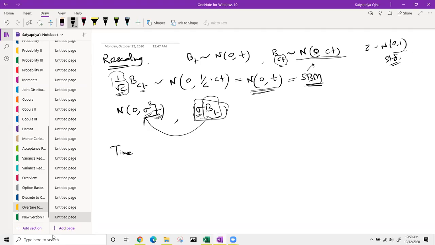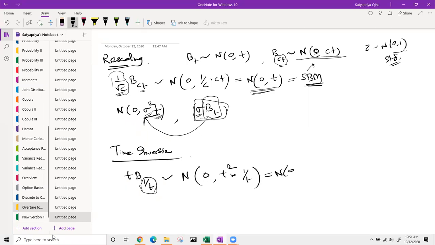Another property, time inversion. t times B of 1 by t. What is the distribution? Mean will be 0. Variance would be t square times 1 by t, which is t. Brownian motion with any time interval will have the same variance. Standard Brownian motion.